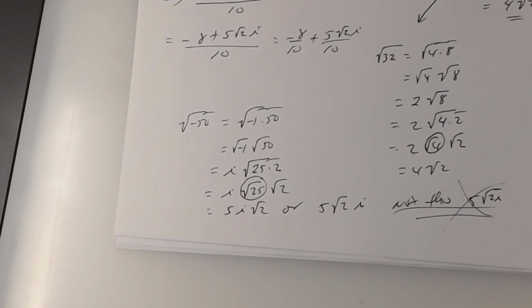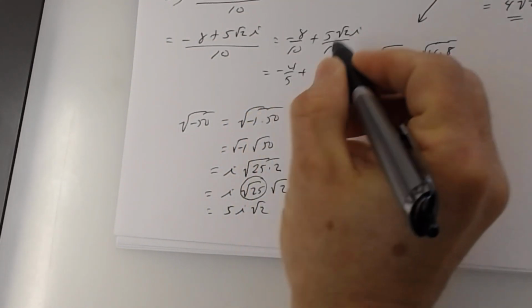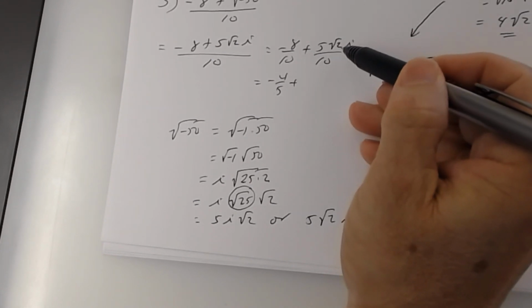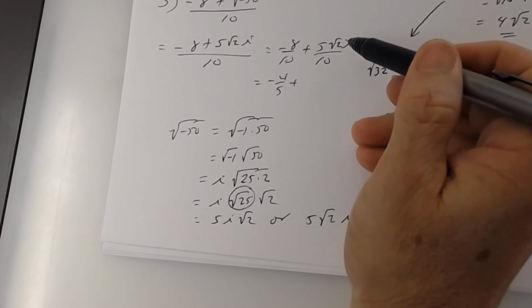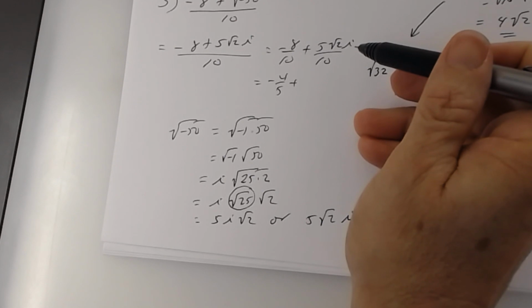Can I reduce anything? Yes, I can reduce negative 8/10, which is negative 4/5. And then the 5 and the 10. Now, let me ask you this: can I reduce this 2 that you see here and the 10? No, because that's not a 2. That's a square root of 2. Square root of 2 is 1 point something, so you can't do that.